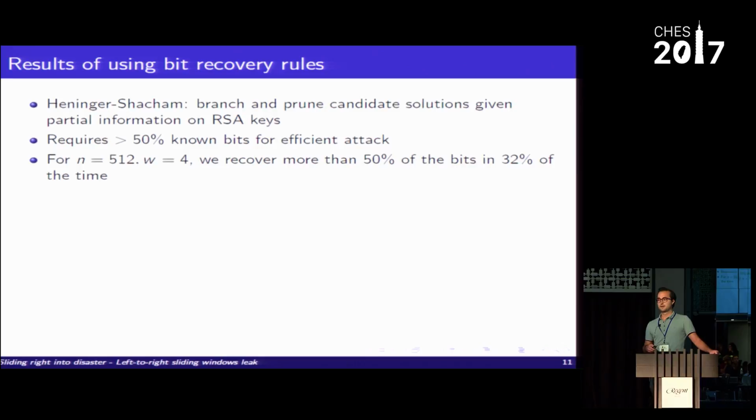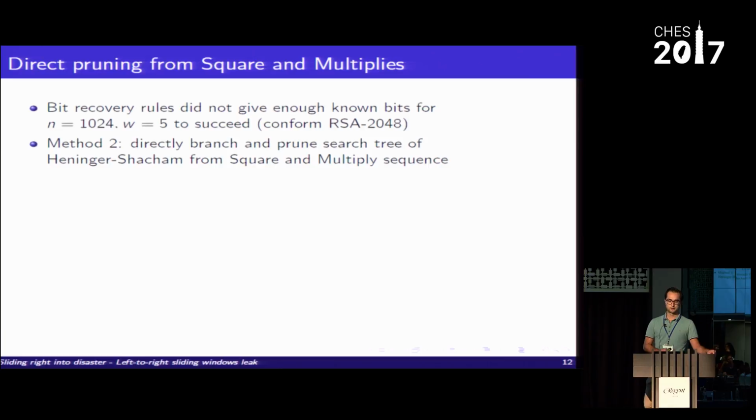So when we looked at the recovered bits from the bit recovery rules, we saw that we recovered more than 50% of the bits in 32% of the time, which means we can break RSA 1024 in at least 32% of the time. When we looked at RSA 2048, W is 5 is used, which means you get a bit less information. And we actually saw that the bit recovery rules did not give enough known bits to do a full key recovery using Heninger-Shacham, because we didn't go over the 50% bound at all.